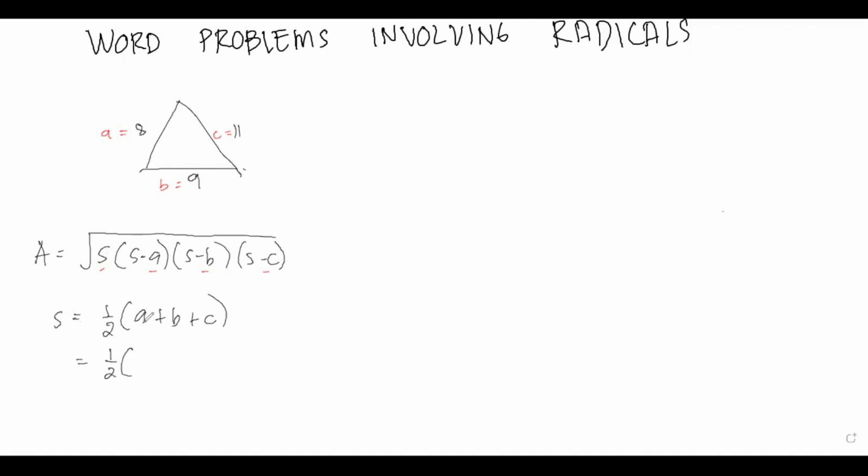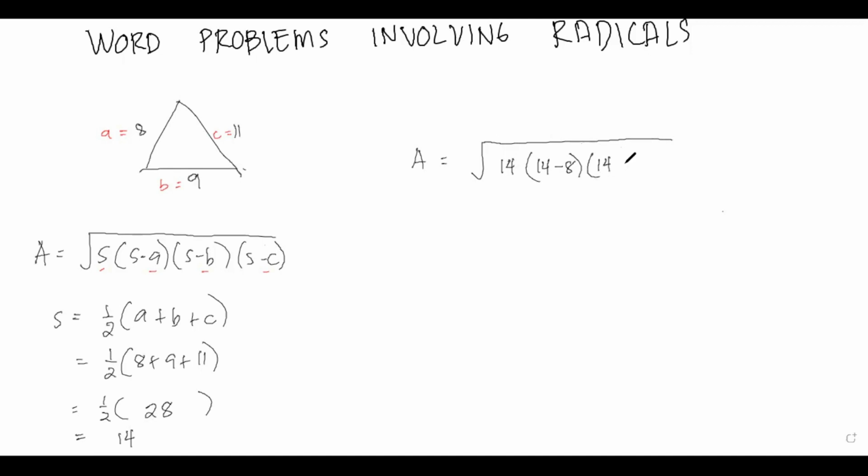So we have 1/2, A is 8, B is 9, C is 11. So get the sum of these first, 8, 9, and 11. It's 28. Then multiply it by 1/2, it's 14. So madali na lang hanapin yung area. So A is equal to the square root of S, which is 14, times S minus A. So 14 minus the value of A is 8, times S minus B. So we have 14 minus the value of B is 9. And S minus C, 14 minus the value of C is 11.